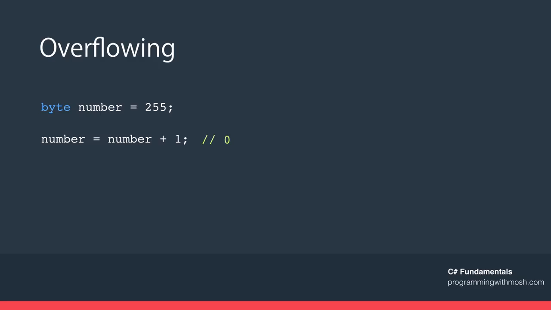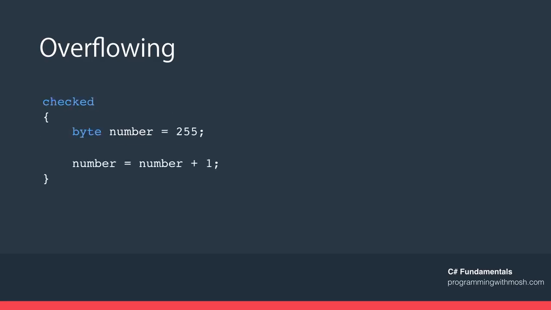In C#, by default, we don't have overflow checking, which means we can modify the value of a variable at runtime, and if we go beyond the boundary of its underlying data type, we'll get overflow. Now, sometimes this is not desirable in your application. You want to stop overflowing. If that's the case, you need to use the checked keyword.